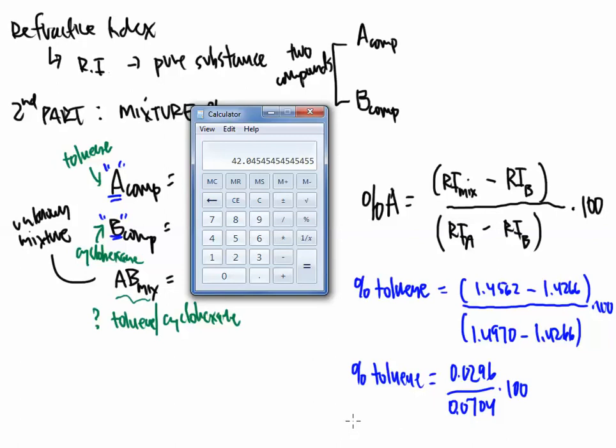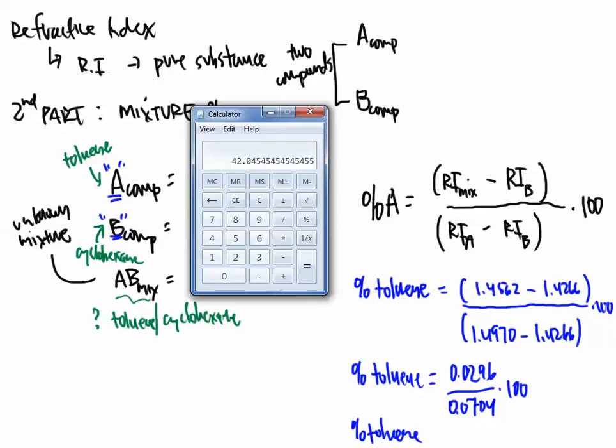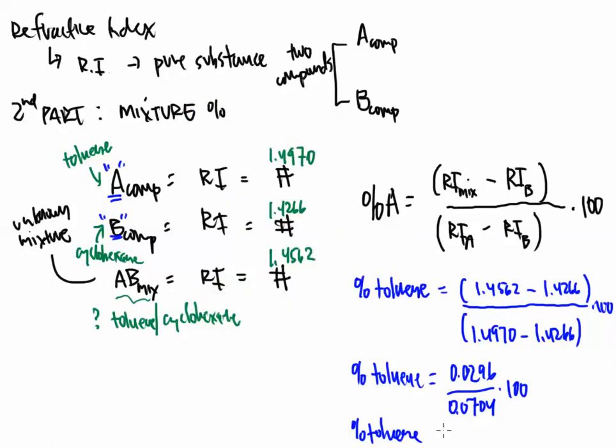42.0%. Be careful with significant figures here. Okay, I subtracted these numbers on top, 4 after the decimal. I subtracted the numbers on the bottom, 4 after the decimal. When I do that, I'm dividing these two numbers now. There's 3 sig figs on top, 3 sig figs on the bottom, so my answer should have 3 sig figs, and that equates to 42.0%. So 42.0% is the concentration of toluene.